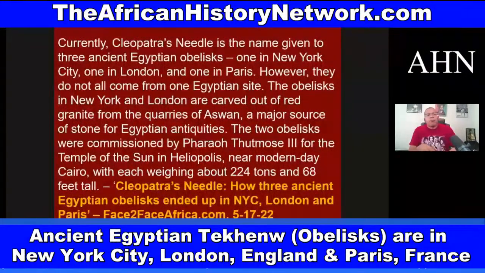The obelisks in New York and London are carved out of red granite from the quarries of Aswan, a major source of stone for Egyptian antiquities. The 2 tekenu, or obelisks, were commissioned by Nesubiti, or Pharaoh Thutmose III, for the temple of the sun at Heliopolis near modern-day Cairo, with each weighing about 224 tons and 68 feet tall. 224 tons, which, keep in mind, a ton is 2,000 pounds. Read this article here, Cleopatra's Needle: How 3 Ancient Egyptian Obelisks Ended Up in New York City, London, and Paris.